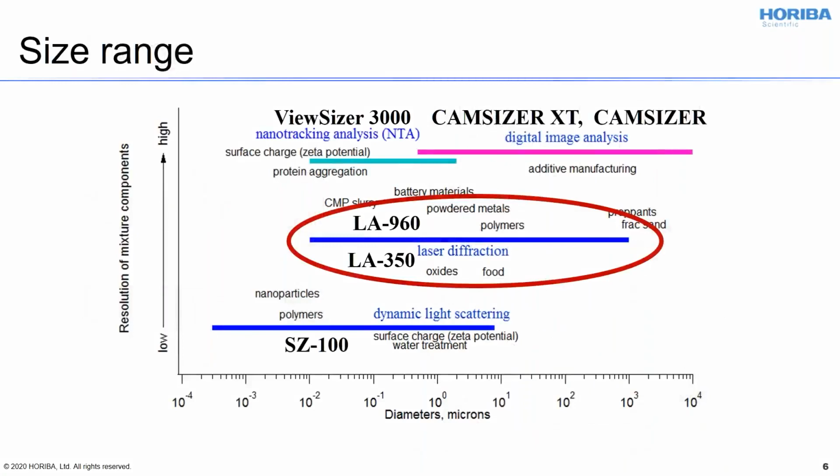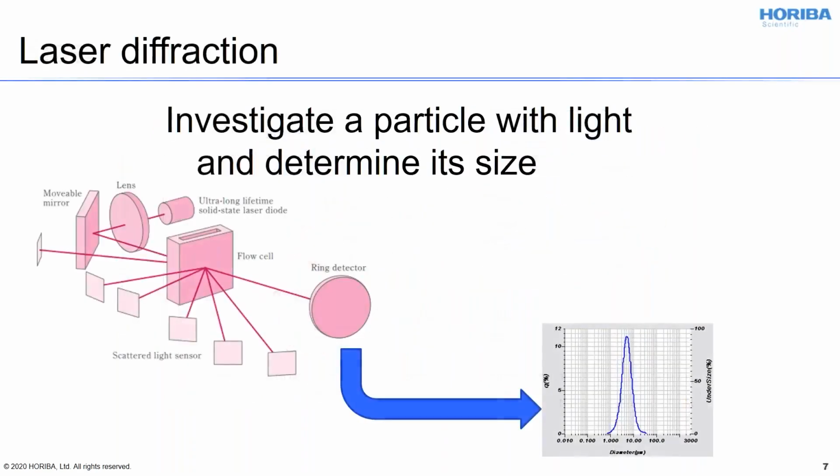Well, if you've stumbled around the HORIBA website or know us a little bit, you know that we have a lot of different particle analyzer technologies. Today I'm going to focus on that size range from, say, tens of nanometers up to just about a millimeter. The tool of choice for that tends to be laser diffraction, and that's due to the size range covered and the speed and repeatability of the analyzer. In laser diffraction, we investigate a particle with light, and we use that to determine the particle size. We have some other webinars on the topic, so I'm not going to talk a whole lot about that.